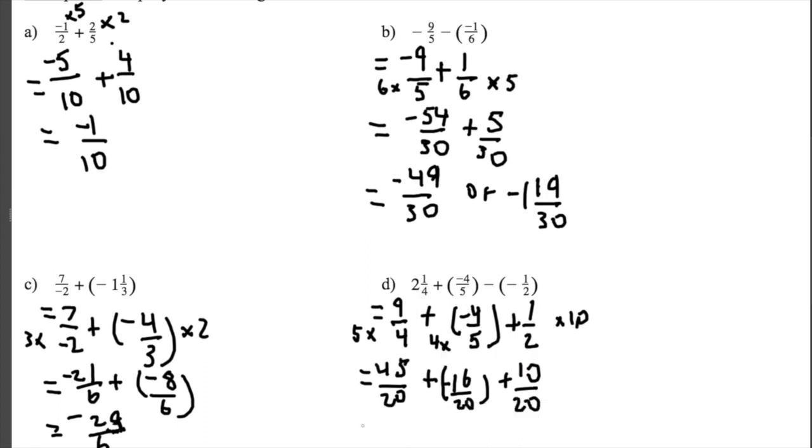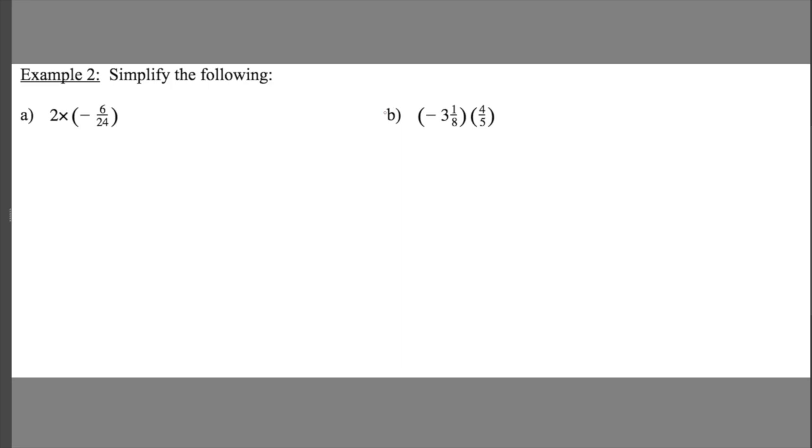So from here, 45 plus negative 16 gives you 29, and then plus 10 gives you 39, so you get 39 over 20. Alright, so now we're going to move on to the next examples. So we're going to simplify these now.